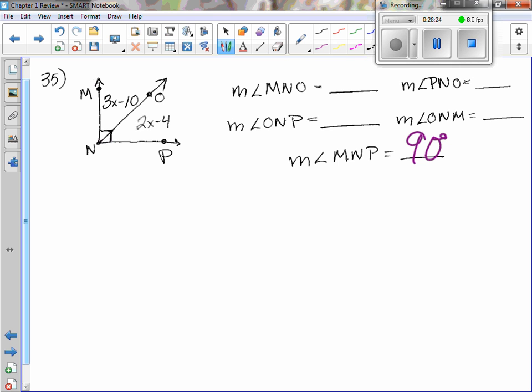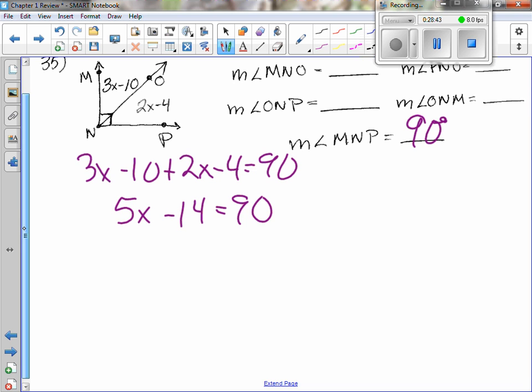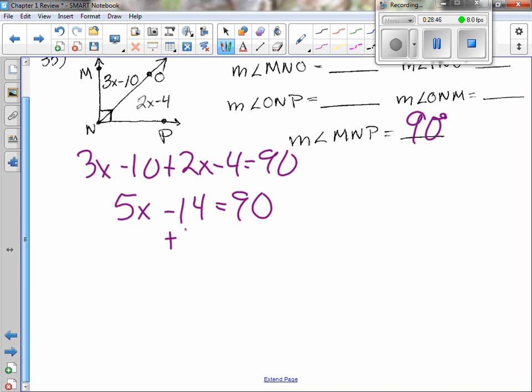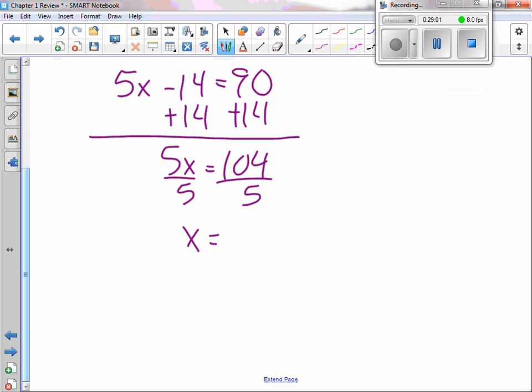Now again, we're doing the same thing that we just did. 3x minus 10 plus 2x minus 4 equals 90. We'll combine like terms. 3x and 2x is 5x. Because if we add 14 to both sides, we get 5x equals 104. Divide both sides by 5, x is equal to 20.8.